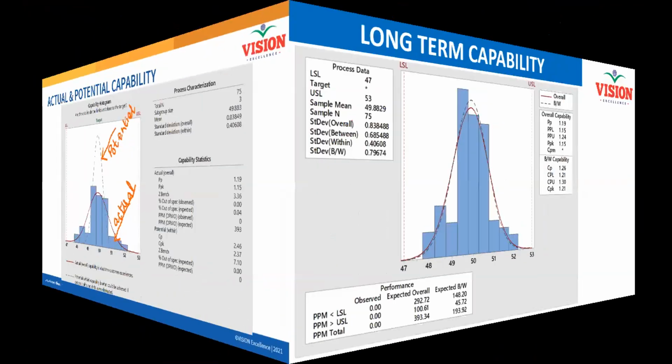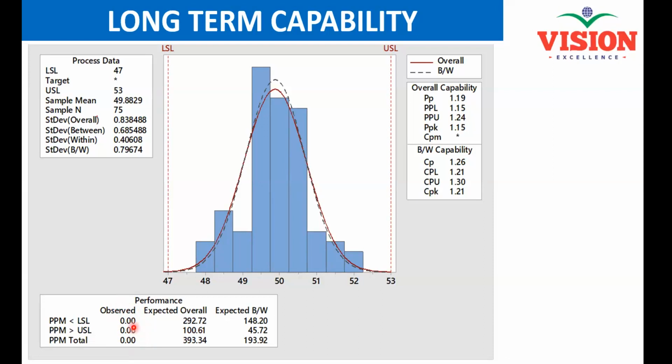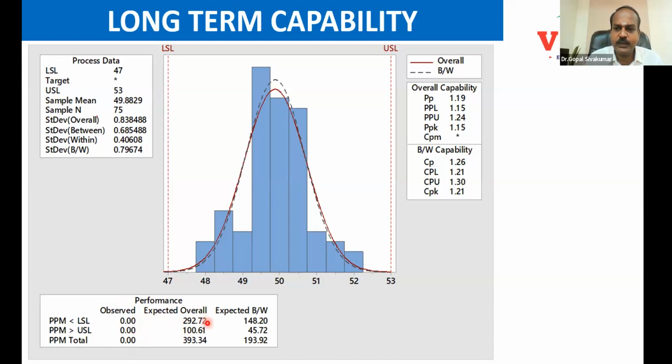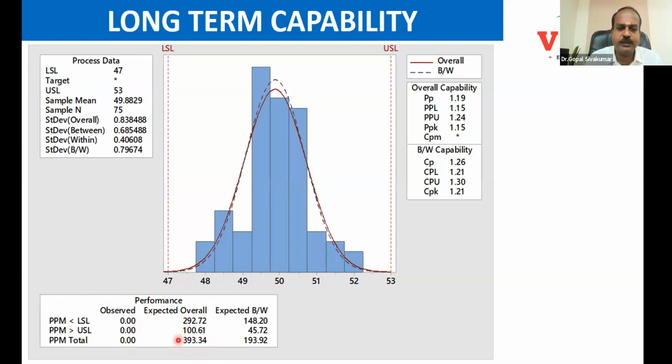So, now, there is no much difference. But see here, as far as the observation is concerned, I am not seeing any product outside the upper spec or below the lower spec. I don't see any item rejected. But still, I am predicting that my PPM can be 293 on the left side. My PPM can be 100 on the right side. My overall PPM can be 393 in the long term. Can you understand, all of you? Why are there rejections here?